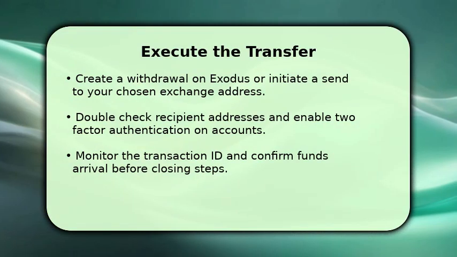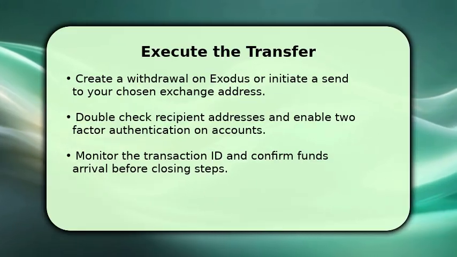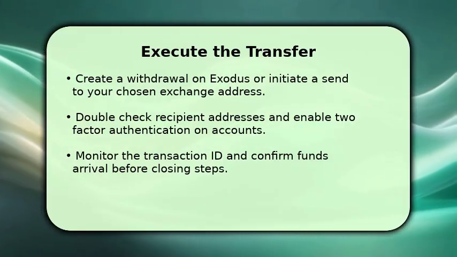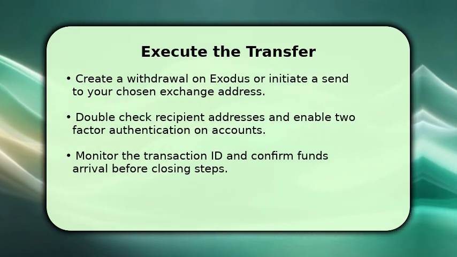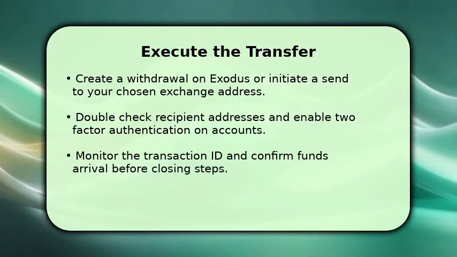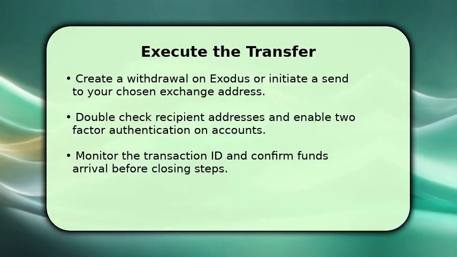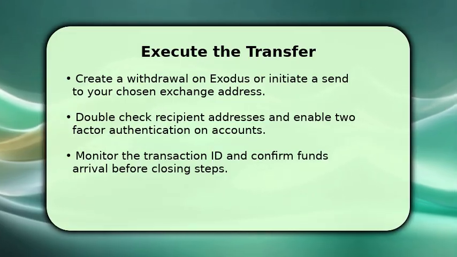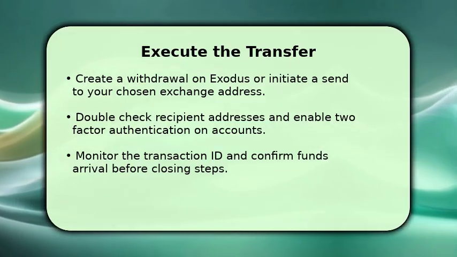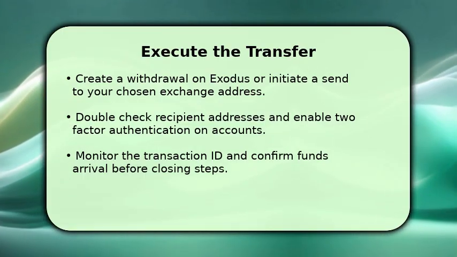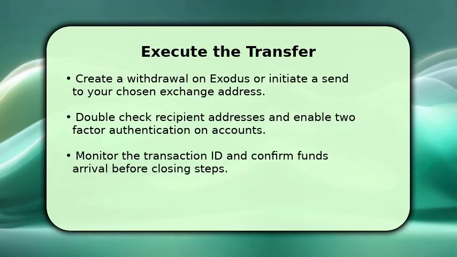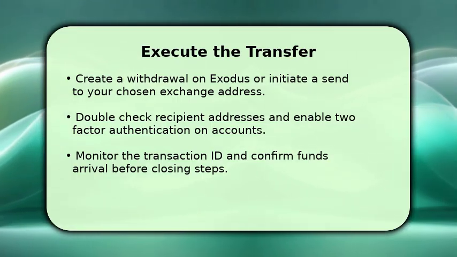Initiate the transfer by selecting Send or Exchange within Exodus, then enter the destination address and exact amount you want to cash out. Always paste and verify the recipient address, and use 2FA on any exchange account to prevent unauthorized moves. After sending, track the transaction ID and wait for required confirmations before selling or withdrawing to your bank. I guide you through verification and follow up so your funds clear safely.